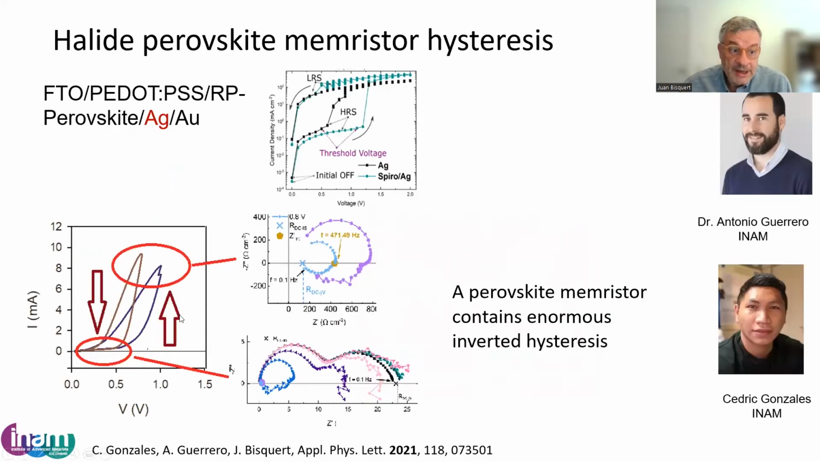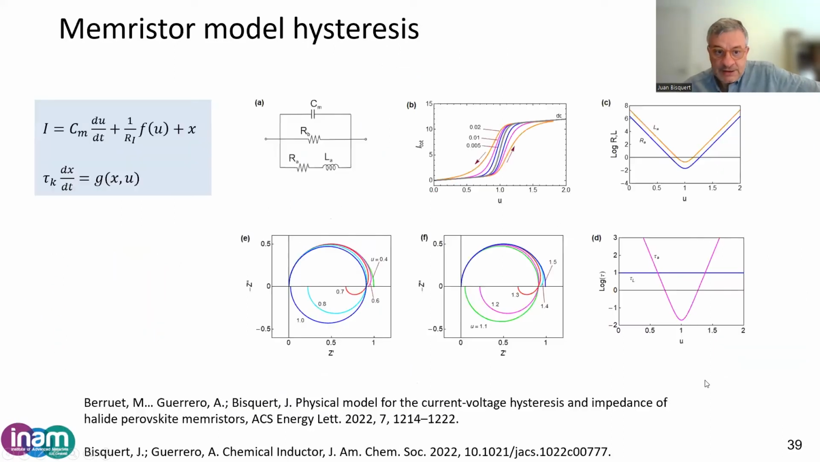So it was found that when the device is in the high resistance state before the transition, we have simply the double arc structure, and then when you go close to the transition to the low resistance state, the inductive element appears. And this was done by Antonio Guerrero and Cedric Gonzalez.